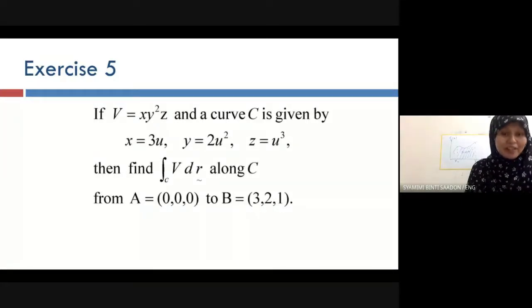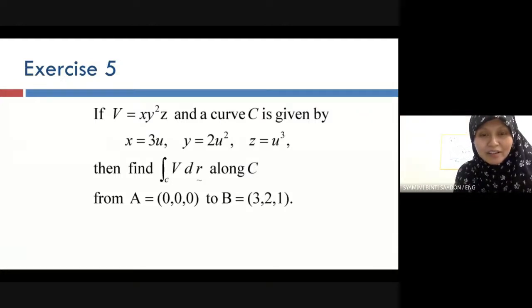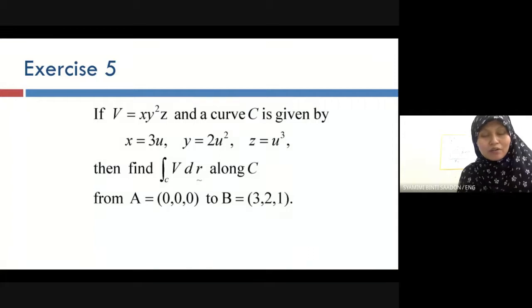If we have the scalar field V equals x y square z, and a curve C is given by x, y and z, where x is 3u, y is 2u square, and z is u to the power of 3, then find the line integral of the scalar field V along the curve C, from A (0, 0, 0) to B (3, 2, 1).